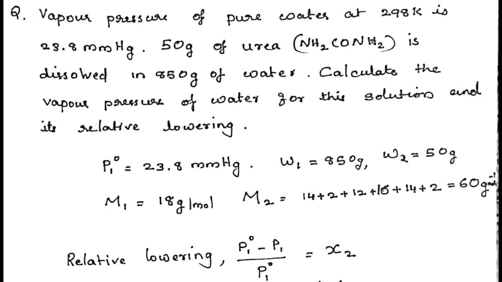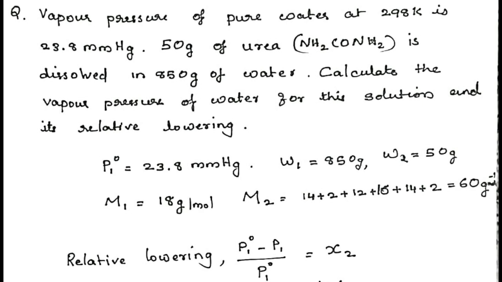Here solvent is water, no? So molar mass of water is 18 gram per mole. How can we calculate that? H2O, hydrogen with atomic mass 1, hydrogen 2 numbers are there. So 1 into 2 you are getting 2, plus oxygen, only one oxygen is there with the atomic mass 16. 16 plus 2 you are getting 18 gram per mole.